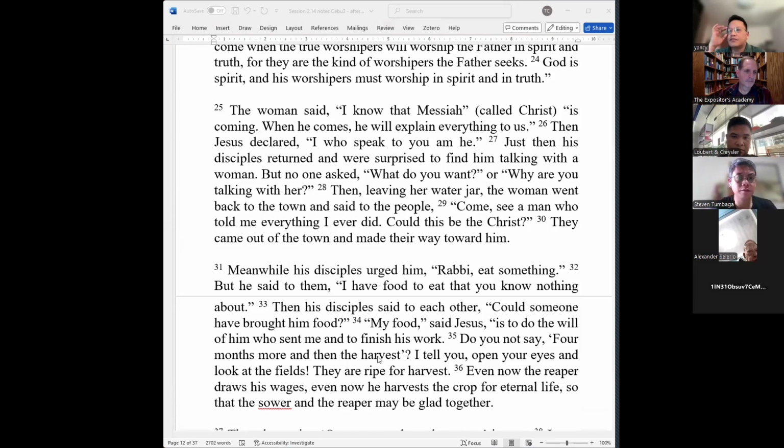The woman said, "I know that Messiah called Christ is coming. When he comes, he will explain everything to us." Then Jesus declared, "I who speak to you am he." Just then his disciples returned and were surprised to find him talking with a woman. But no one asked, "What do you want?" or "Why are you talking with her?" Then leaving her water jar, the woman went back to the town and said to the people, "Come, see a man who told me everything I did. Could this be the Christ?" They came out of the town and made their way toward him.